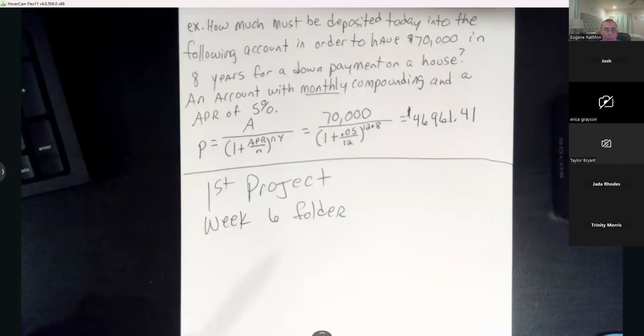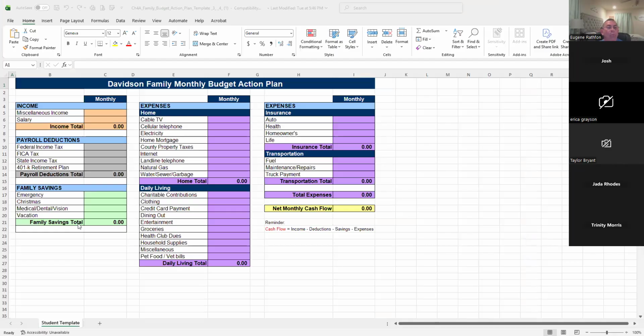Alrighty, so y'all got access to this spreadsheet in the week 6 folder. What we're going to do, we're going to make this Davidson Family Monthly Budget Action Plan. We're going to come in Thursday after I go over 4D. We're going to come in here and fill this sheet out for this Davidson family.